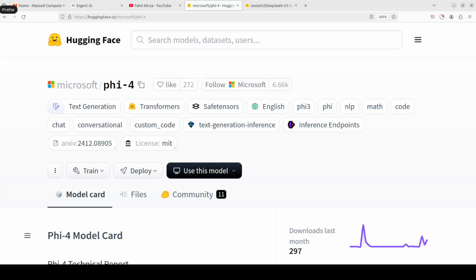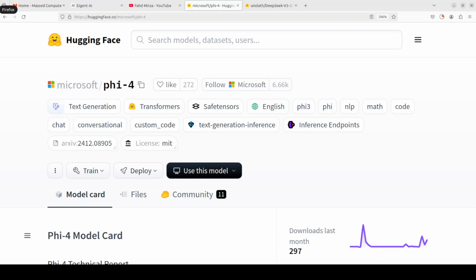Now coming back to this Phi-4 model, it's a 14 billion parameter model and it is a decoder only transformer model. When we say decoder only, it means that these models are only backward looking models. They generate new tokens on the basis of previous tokens and they are generative models, unlike the encoder models which are the embedding models. The context length of this model is around 16,000.